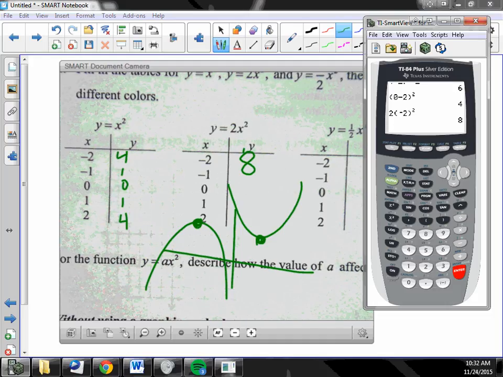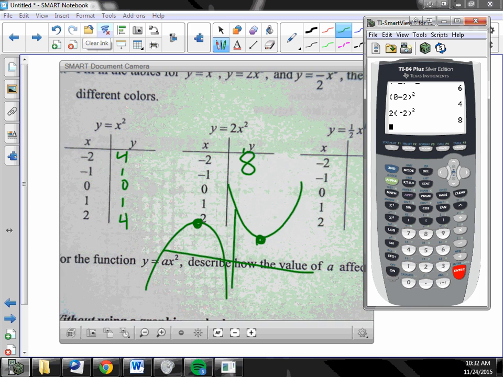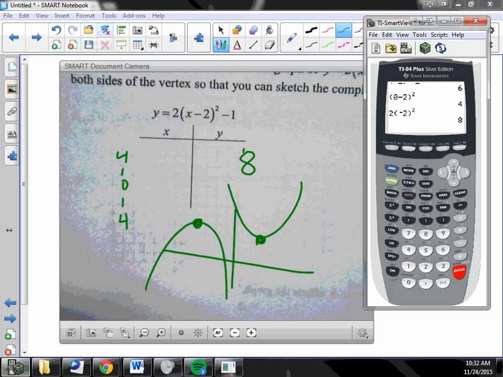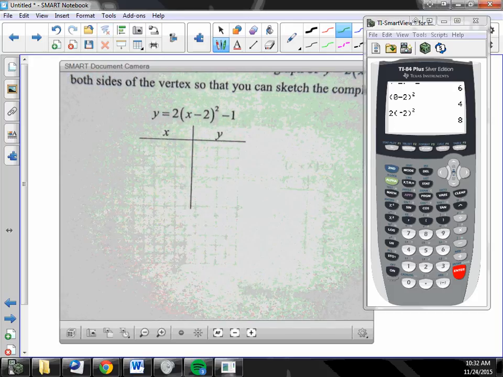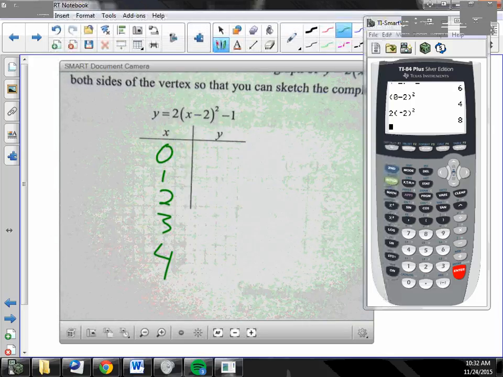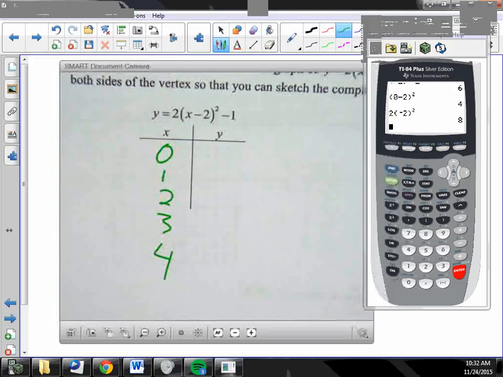Okay? And then on the very last one, it didn't give you x values, but I want you to start 0, 1, 2, 3, and 4. Those are the x's you want to use on that last graph. Okay?